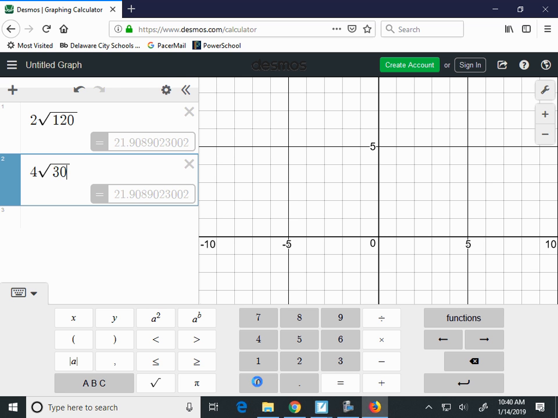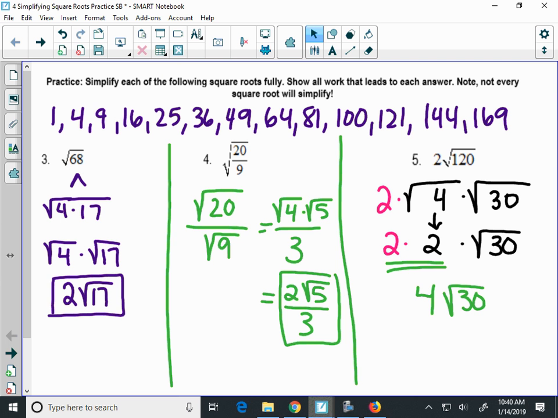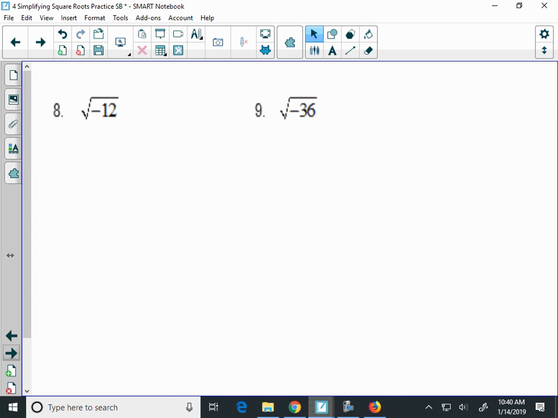All right, now the next set has a negative underneath. These were the new ones for us. Remember, anytime I have a negative underneath the square root, you need to know that the square root of negative 1 equals the number i. You're always going to have an i in your answer if there's a negative under the square root.